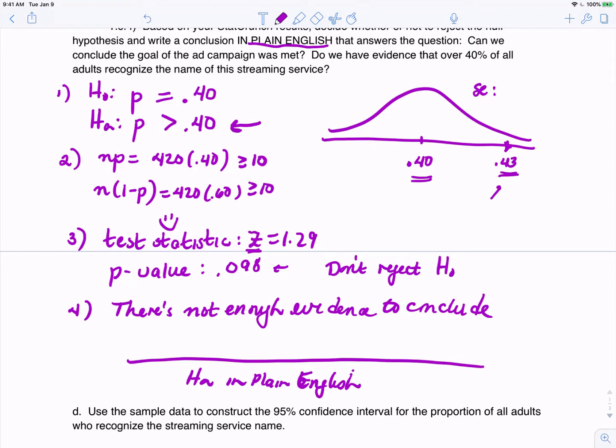There's not enough evidence to conclude that more than 40% of the population recognize the streaming service name.